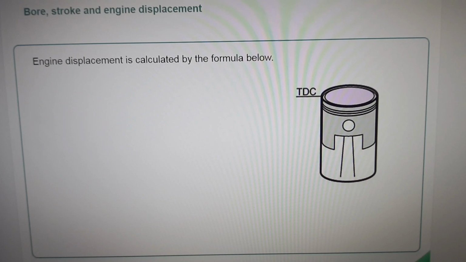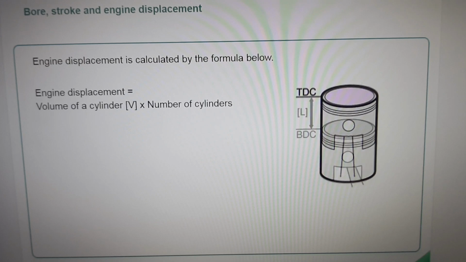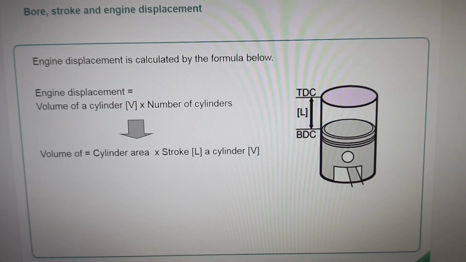To start, let's learn about several parameters and their calculation associated with engine displacement. First, engine displacement is calculated using the formula below. Engine displacement is equal to volume of cylinder multiplied by number of cylinders. Second, the volume of a cylinder is calculated using the formula below. Volume of cylinder is equal to cylinder area multiplied by stroke.